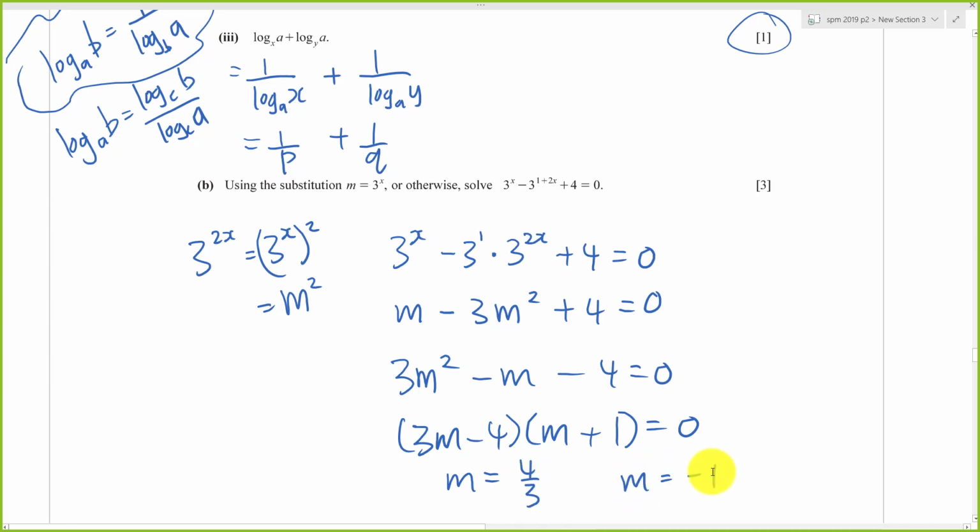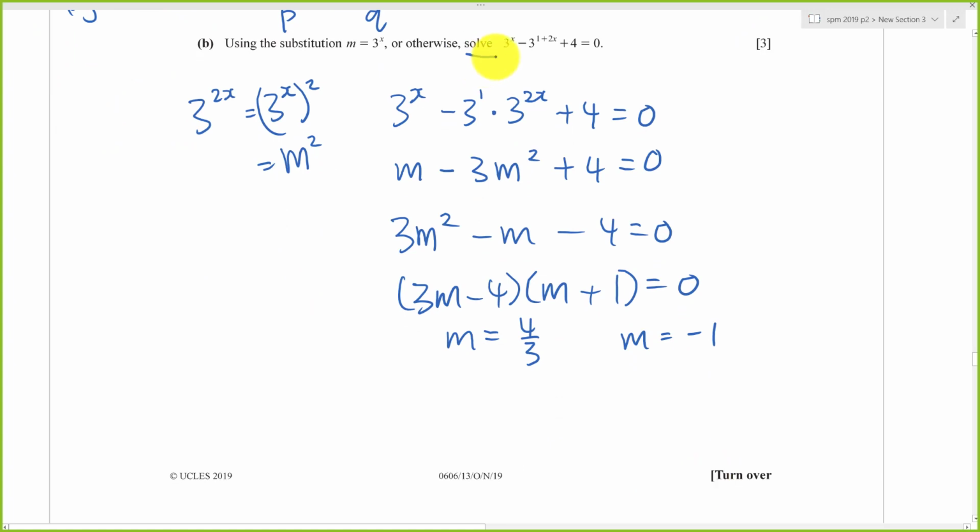But I'm not finding m, right? Because the question asked me to solve, the question asked about x. So my m is 3 power of x, equals 4 over 3. Then my x is just equals to log base 3 of 4 over 3. Can 4 over 3 be simplified? I try to avoid using log, but I guess this is not the case.